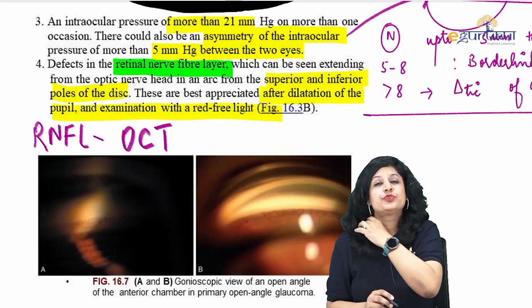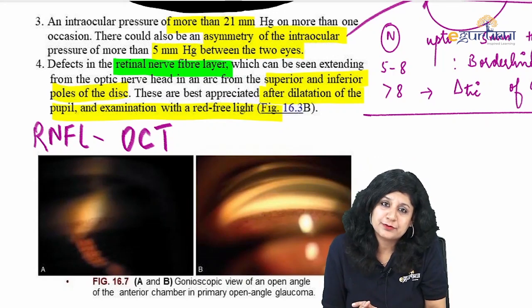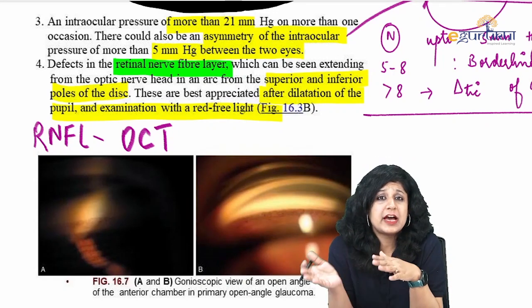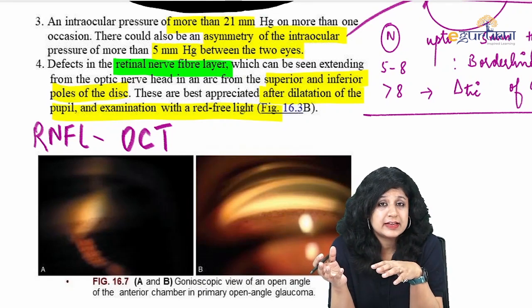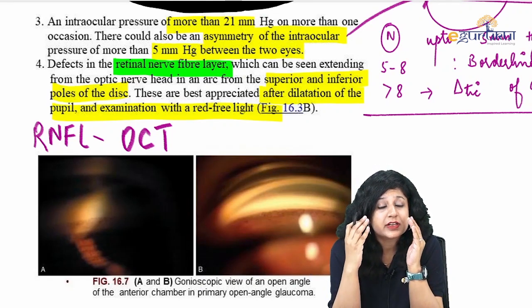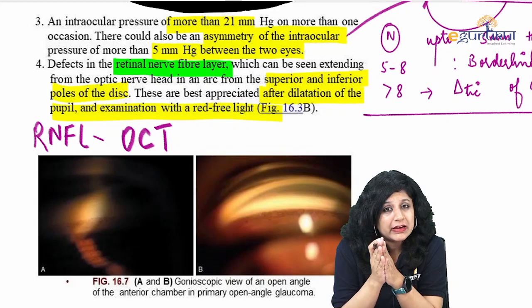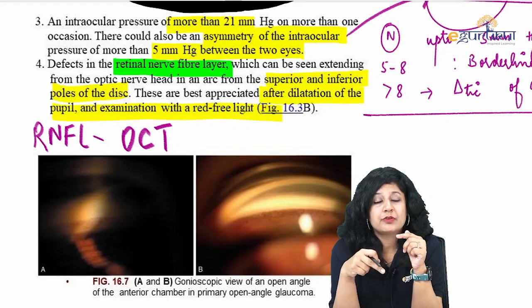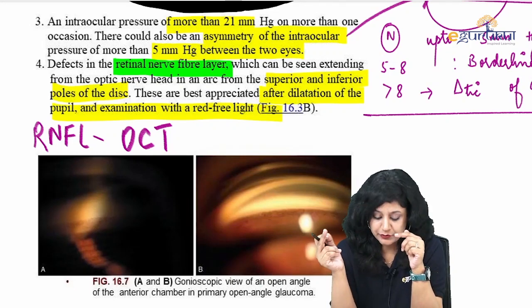So usually these people are sent for the OCT RNFL to see the thickness of this layer and what the differences are, how much the layer has thinned out, especially at the superior and inferior poles, and then we see in the red free filter.